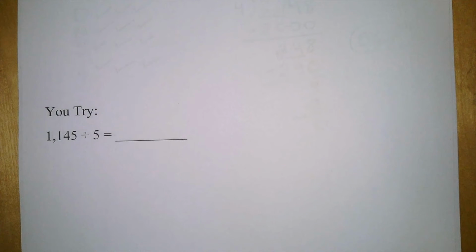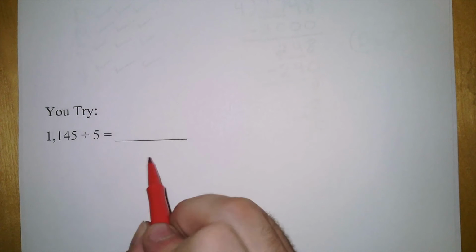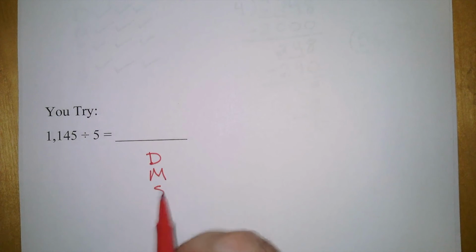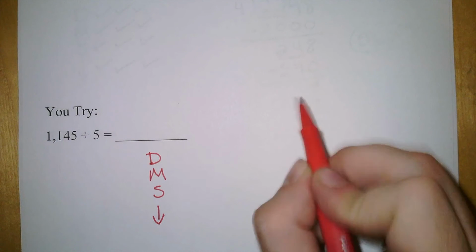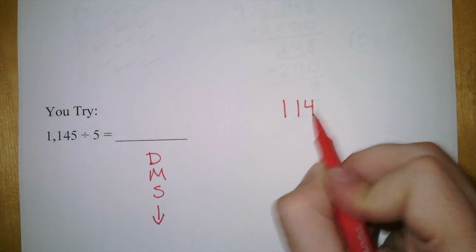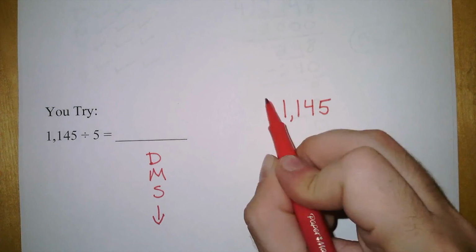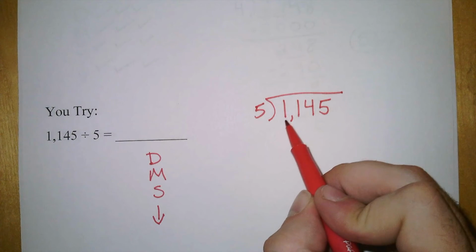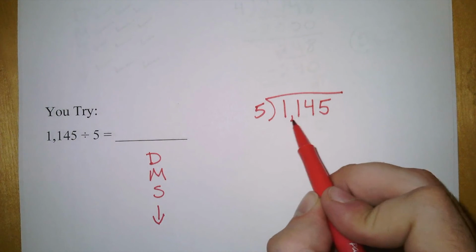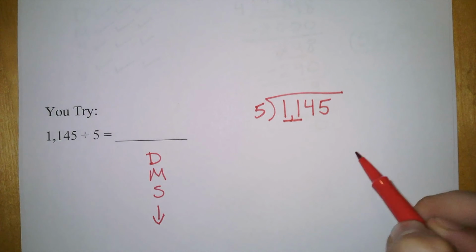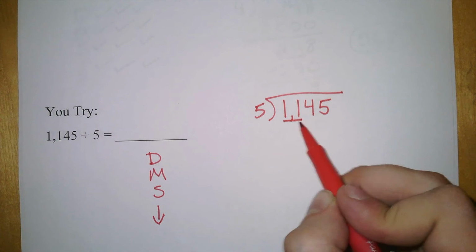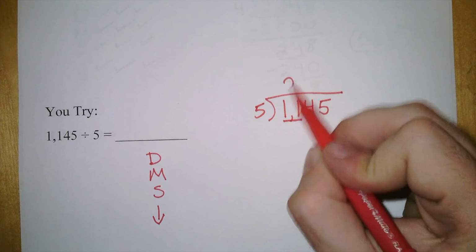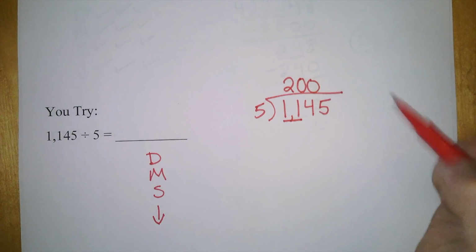Okay, now that you've had a chance to give this a try, let's go over how to solve the u-try problem. So again, I'm going to write divide, multiply, subtract, bring down on the side of my paper so I remember the steps. And I'm going to now set up my division. So I have 1,145 divided by 5. All right, just as before, I cannot divide 1,000 into 5 equal groups. I need to first change it into hundreds. So now I'm going to be thinking about this as 11 hundreds. 11 hundreds divided by 5 is equal to 2 hundreds, which has a value of 200.